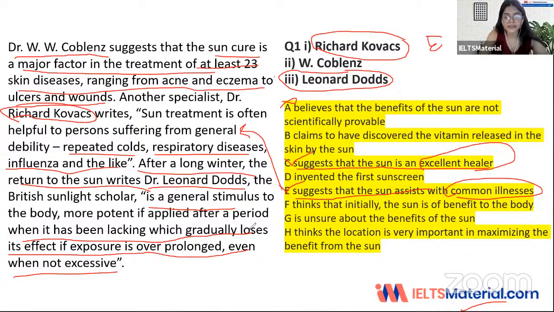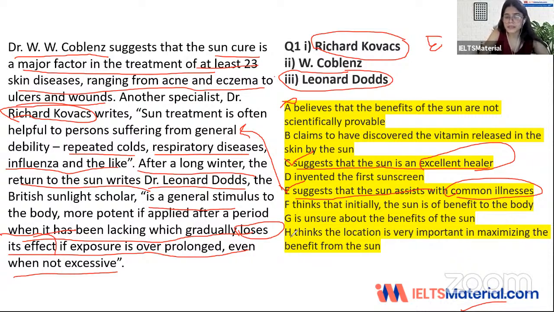Loses its effect. From "loses its effect", viewers, what are we actually looking at? We are somewhere looking at the disadvantage of the sunlight. So which statement do you think is associated with the disadvantage of the sun? Is unsure about the benefits? Not exactly. He is telling us that there are a lot of benefits of sunlight.